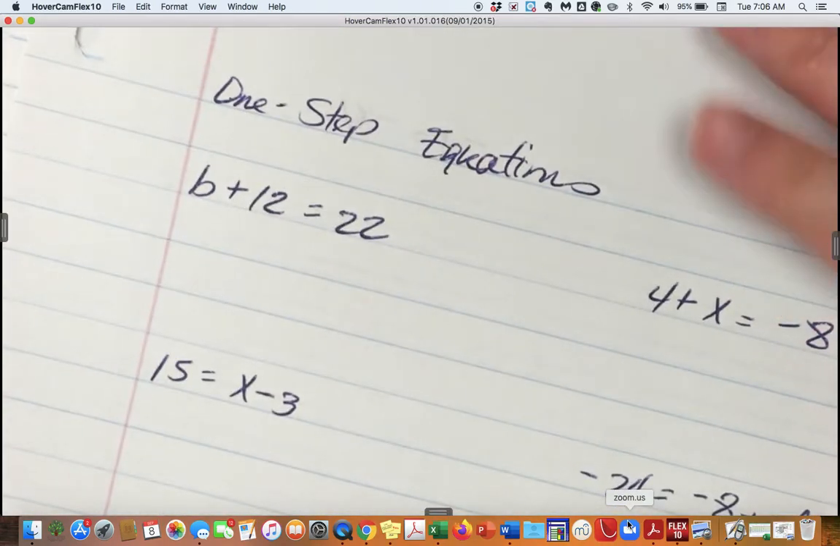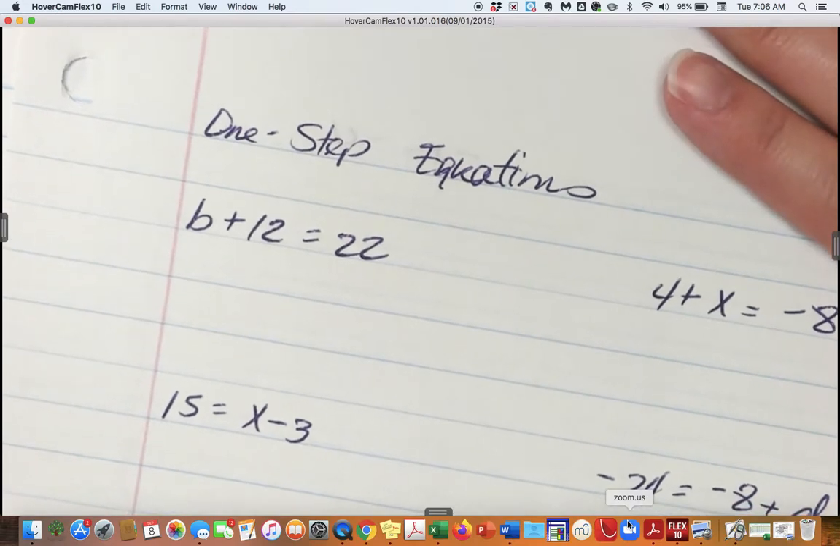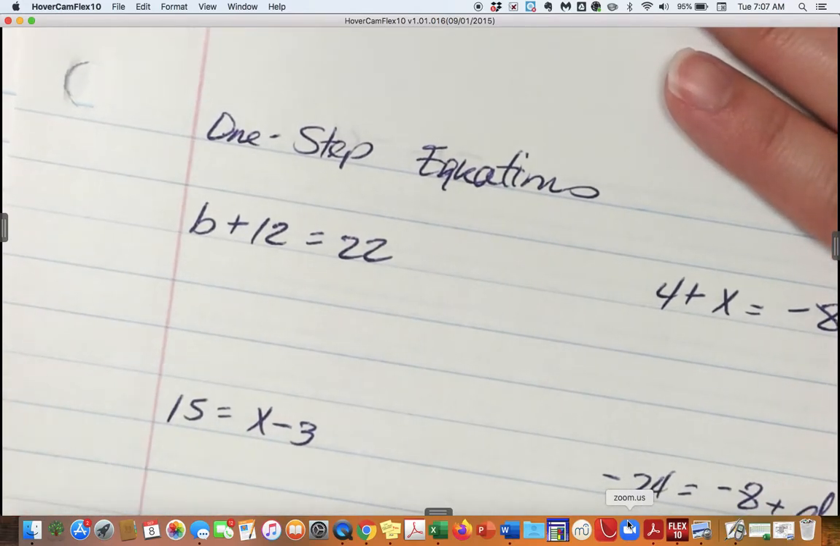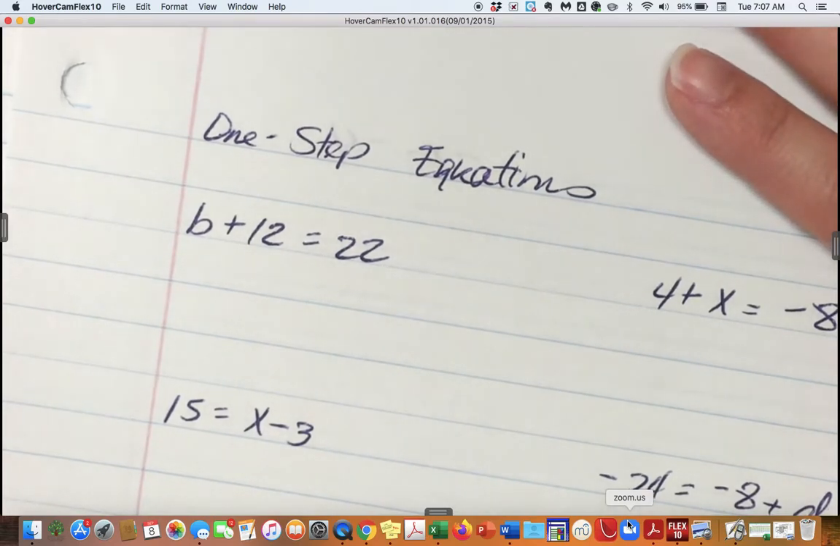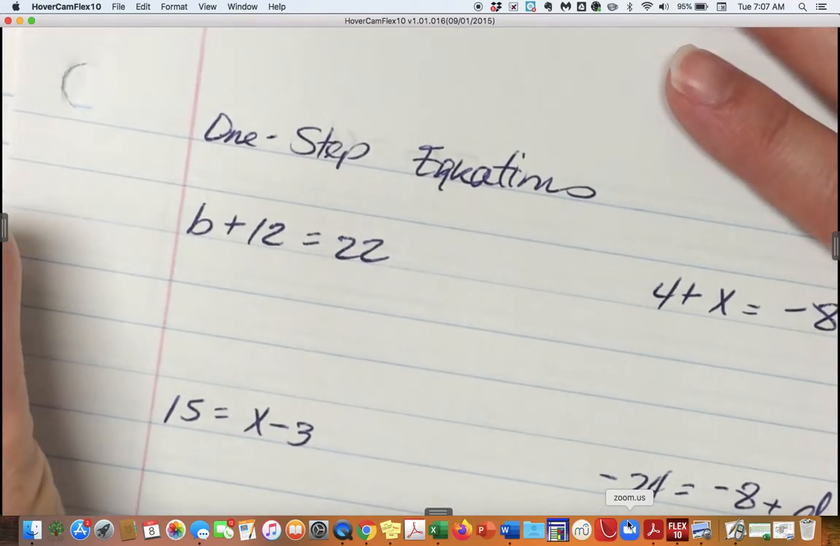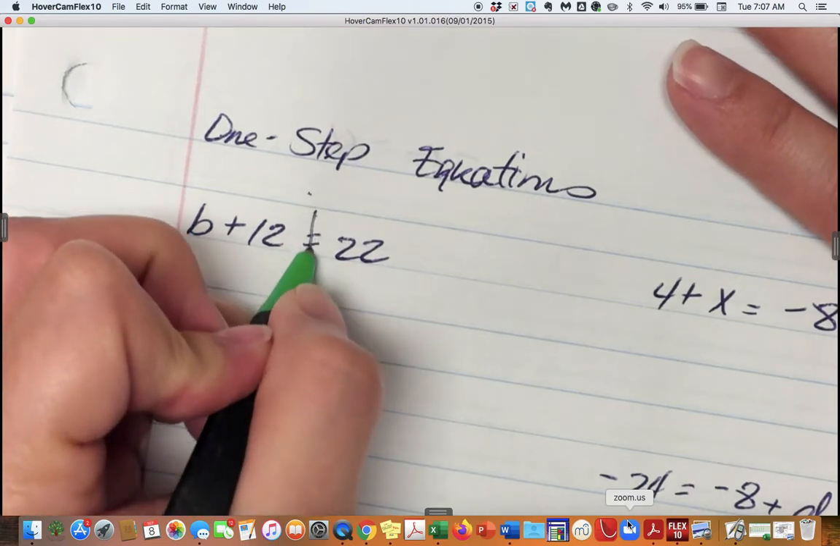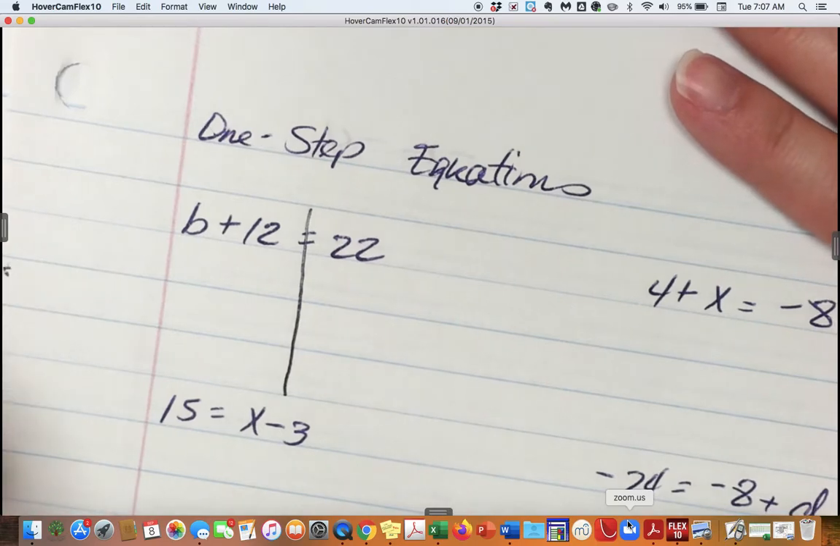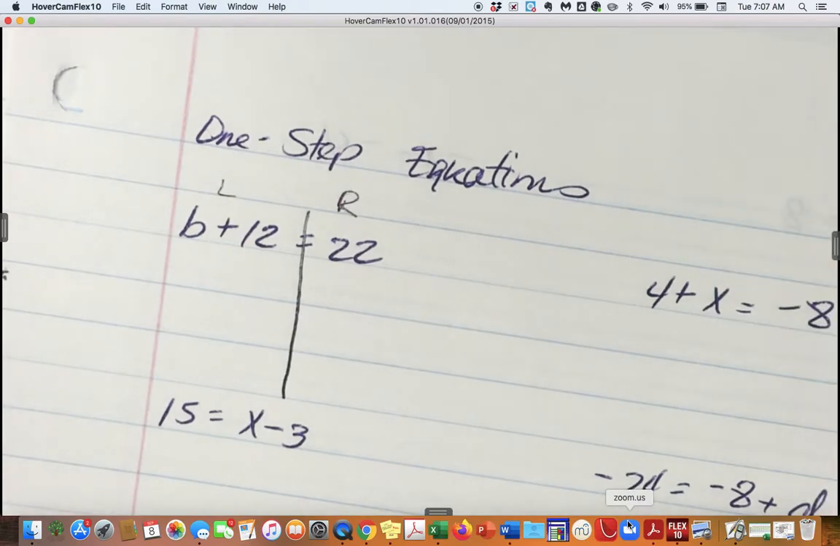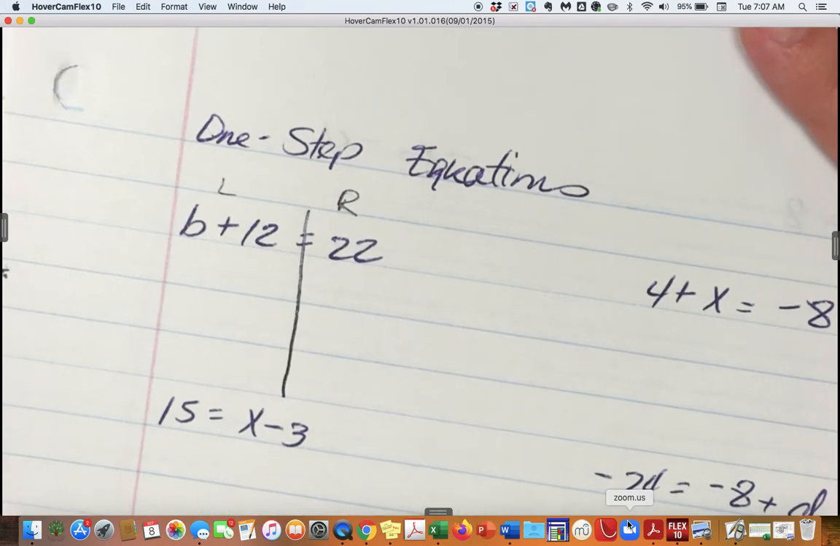Okay, to start with, if we have b plus 12 equals 20, we want to keep the same habit throughout. So we want to distinguish between the left and right side. So we're going to find our equal sign and we're going to drop a line down. It's not part of your equation, it's just to help us visualize the left side and the right side of our equation. So we can see that what we do to one side of the equal sign, we do to the other side of the equal sign. So it just kind of keeps us anchored.